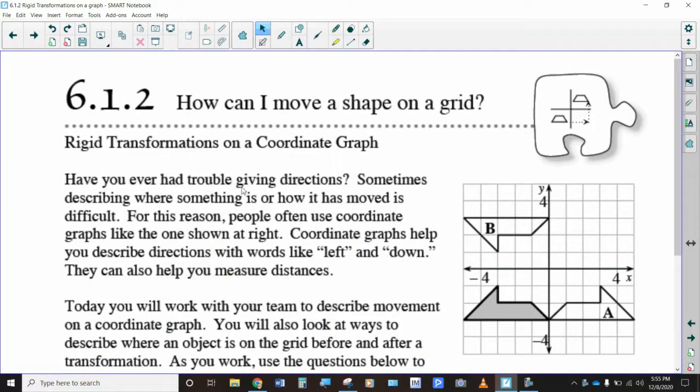It says, have you ever had trouble giving directions? Sometimes describing where something is or how it is moved is difficult. For this reason, people often use coordinate graphs like the one shown at the right. In fact, if you think about it, every map, the globe, our representation of our planet, is superimposed over a coordinate grid for this very purpose. Those longitude and latitude lines are essentially a coordinate system. Coordinate graphs help you describe directions with words like left or down. It can also help you measure distances.